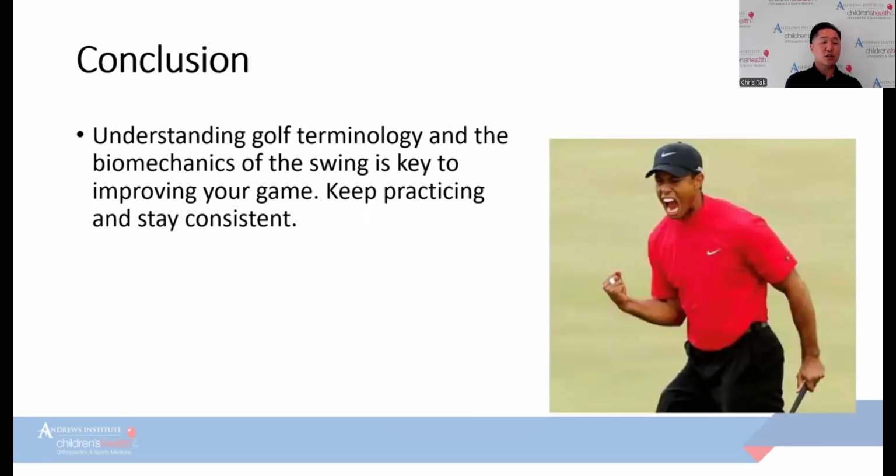So in conclusion, understanding golf terminology and the biomechanics of the swing is the key to really improving your game. You've got to keep practicing and stay consistent. That neuroplasticity that we spoke of earlier, it takes about 10,000 repetitions for your brain to understand and create a pathway for something. And of course, that's with perfect conditions.